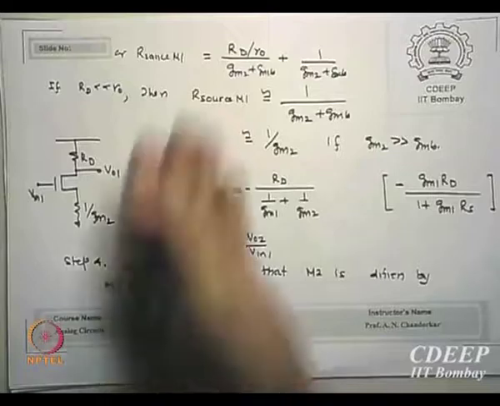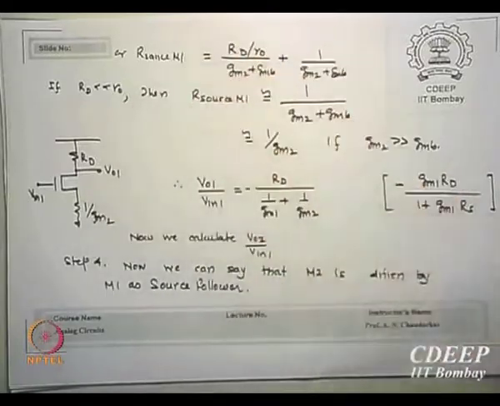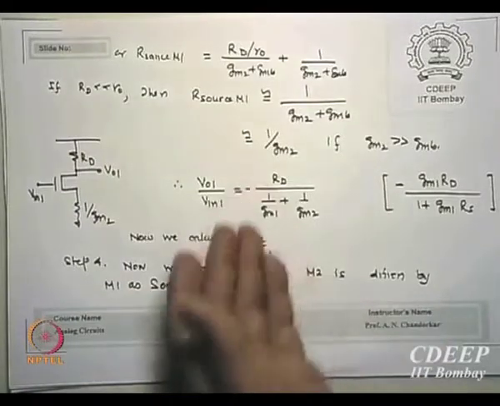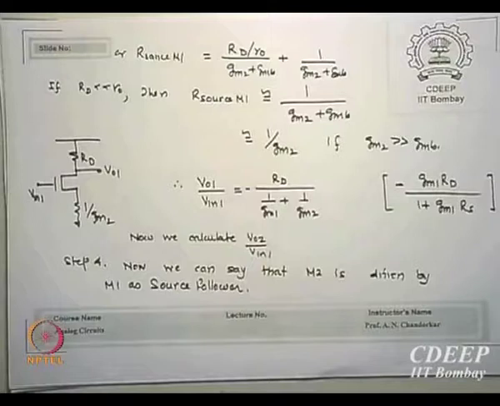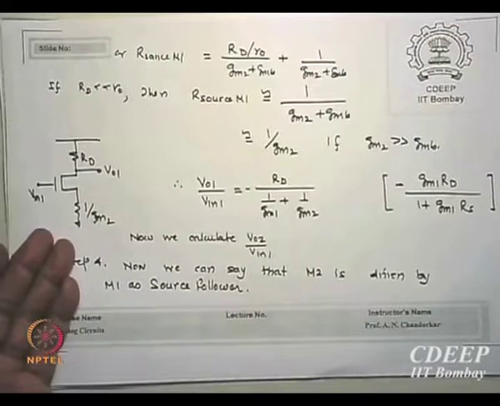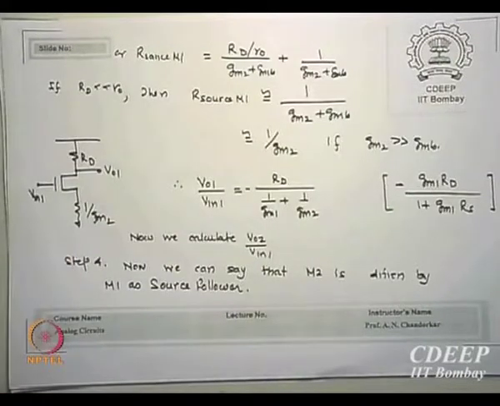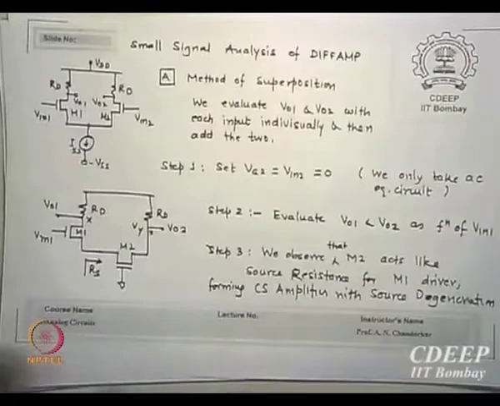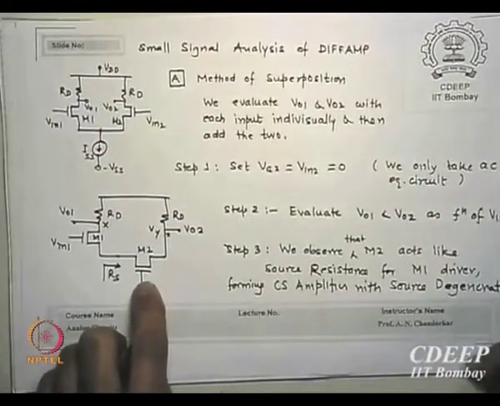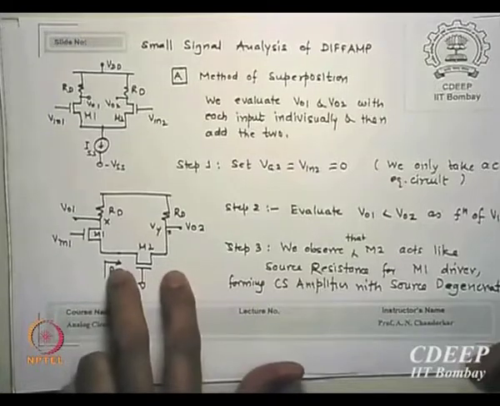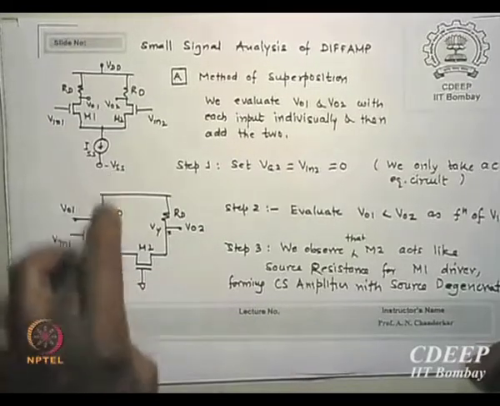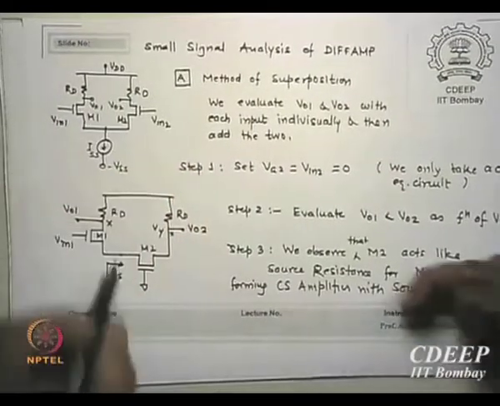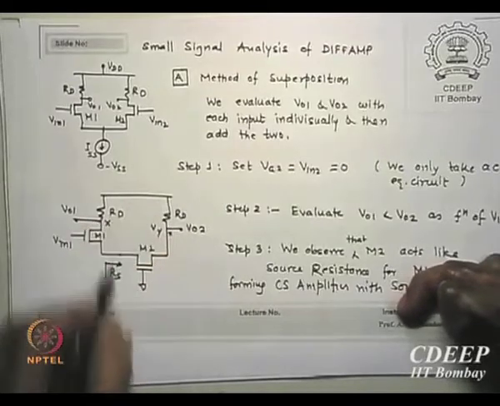Is that clear? The full value I have already given, but in general Rds will be much smaller than R0 and Gmbs will be smaller than Gm. So we say it is nothing but 1 upon Gm2. This is your circuit now. I am looking only for transistor M2. Is that correct? This transistor I am looking for the equivalent of. So this circuit, please remember, this resistance seen is coming from here.